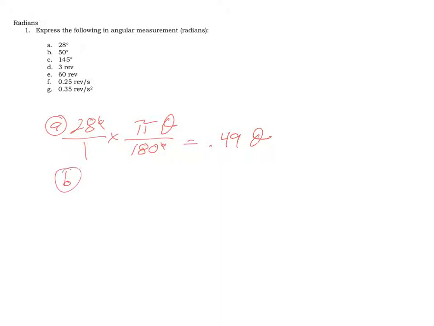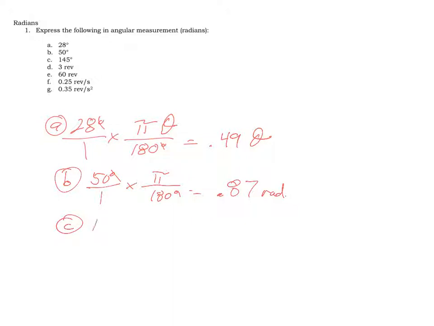B, same thing, 50 degrees. Should be a little bigger, yes. And our conversion factor is pi over 180. Degrees cancels. So I have 50 times pi divided by 180, and I get 0.87. Guess I could write radians in there if you want.